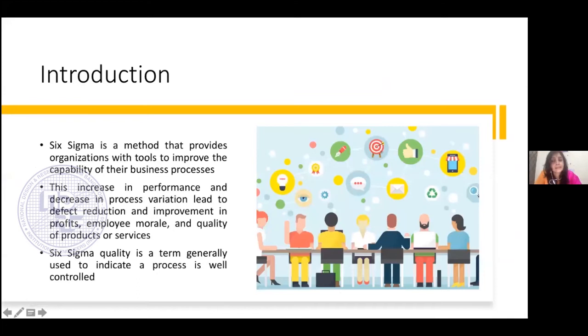What is Six Sigma? Six Sigma is a method that provides organizations with tools to improve the capability of their business processes. This is the definition given by the American Society for Quality. This increase in performance and decrease in process variation leads to defect reduction and improvement in profits, employee morale, and quality of products or services. Six Sigma quality is a term generally used to indicate a process is well controlled.